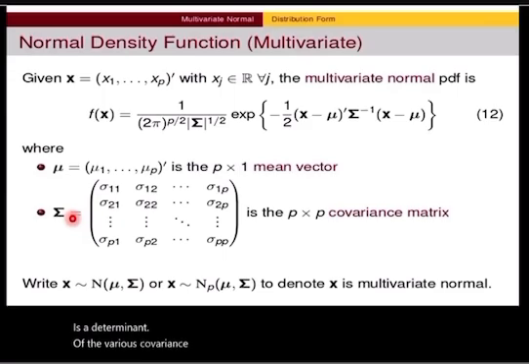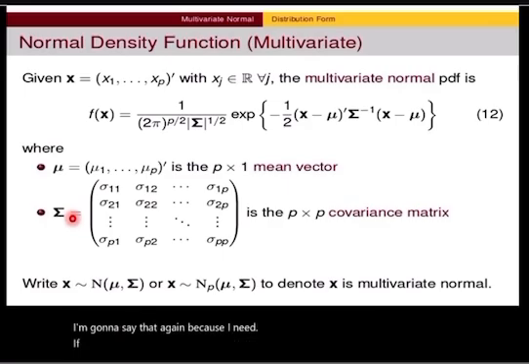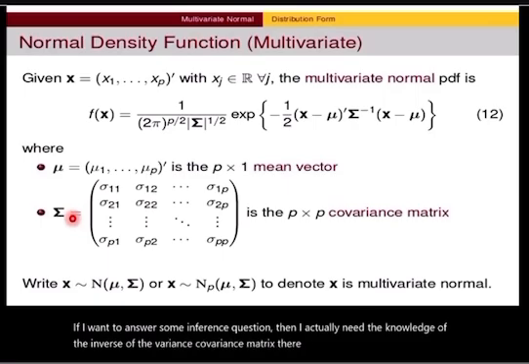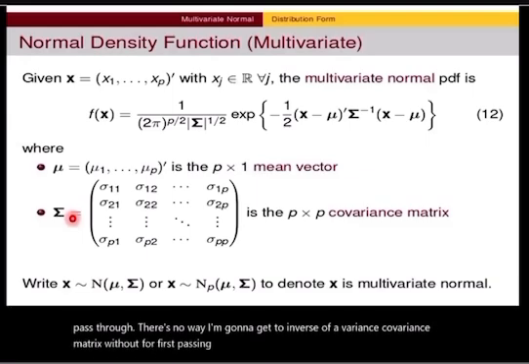If I'm able to find the determinant of the variance covariance matrix, then I will be able to find the inverse. I'm going to say that again, because if I want to answer some inference question, then I actually need the knowledge of the inverse of the variance covariance matrix. There's no way I'm going to get to the inverse of a variance covariance matrix without first passing through the determinant of the variance covariance matrix.